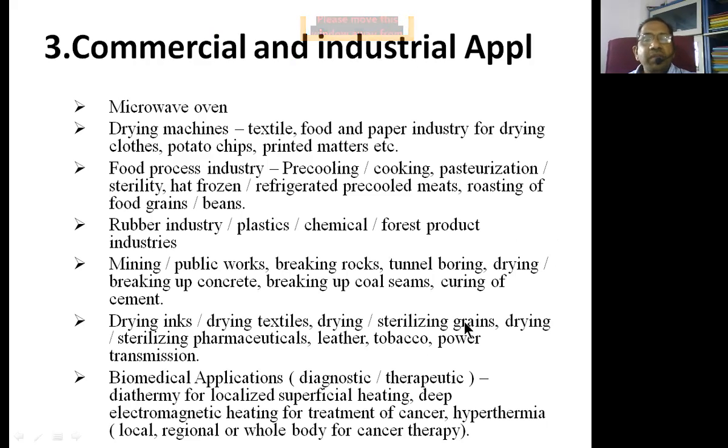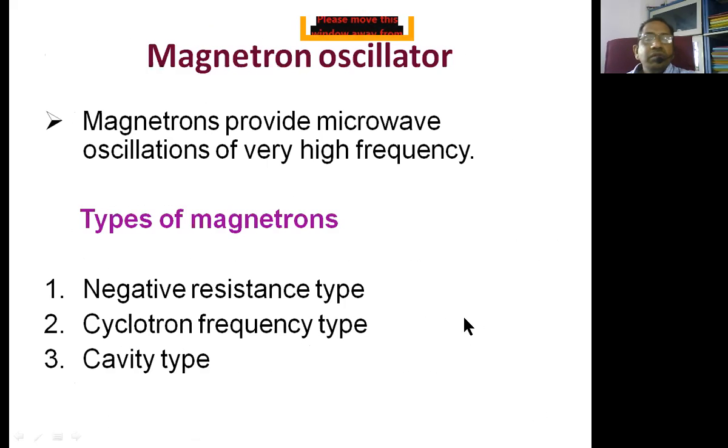And biomedical applications such as diagnostic and therapeutic treatment in medicine, we normally use microwave signals. So these are all the various applications which we already taught.